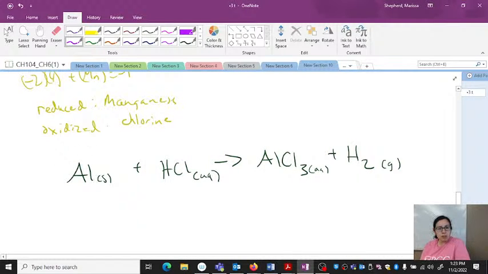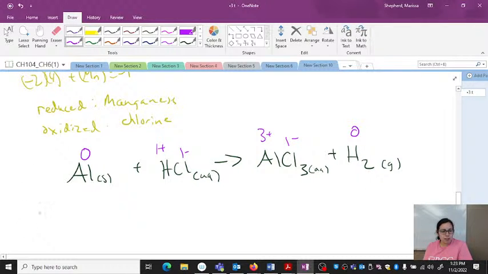So what do we get? What's the oxidation state of aluminum? 0. Hydrogen? Chlorine? Aluminum? And chlorine? And hydrogen? 0. Remember, back to its elemental form, back at 0.